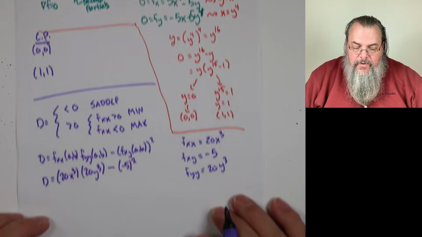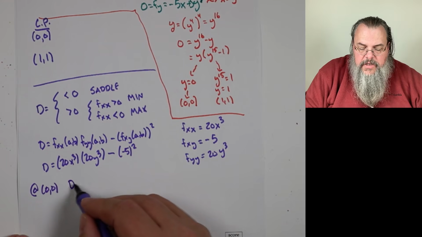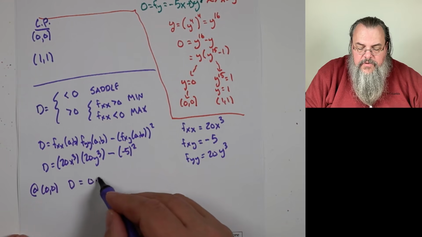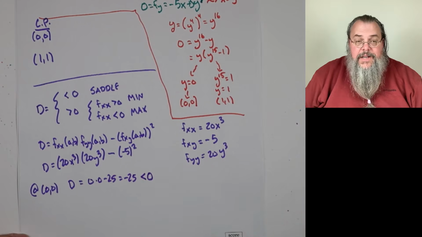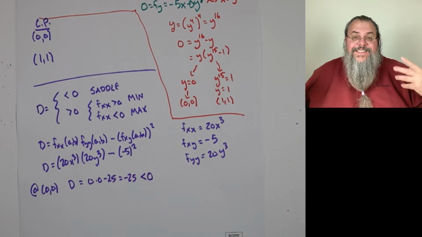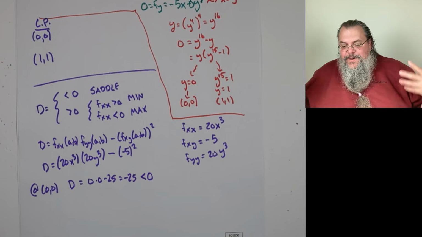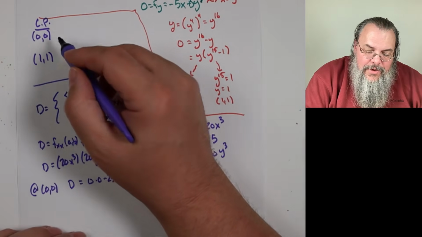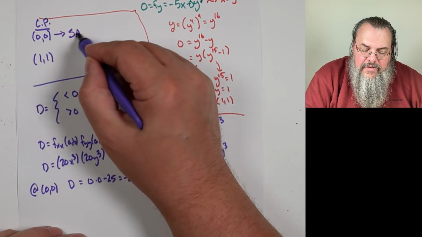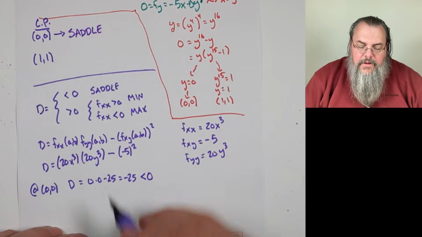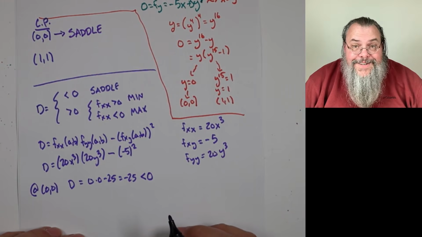All right, so at 0, 0, we get that d is 0 times 0 minus 25. Well, we don't care about the value, we care about the sign. It's negative. Saddle. It's not surprising to encounter saddles. Saddles are fairly frequent. So don't stress if you see a saddle. So 0, 0 is a saddle. All right, well, great. That's something. But we're not done yet.